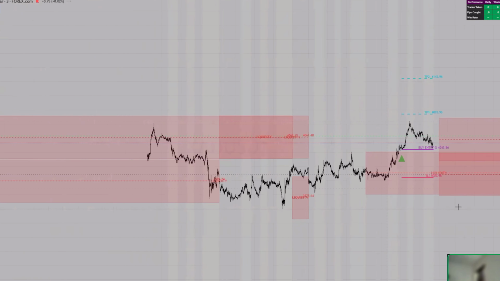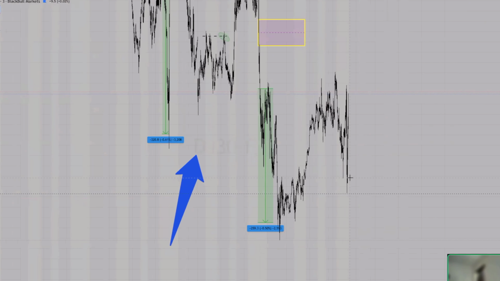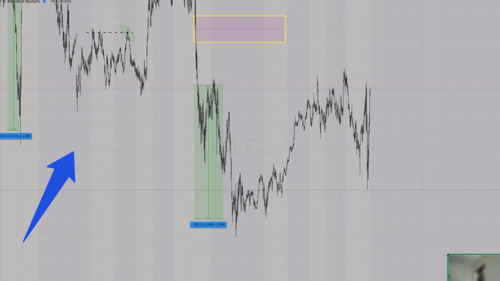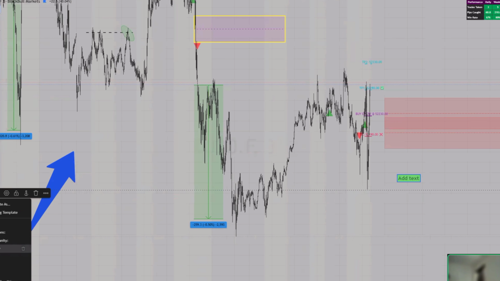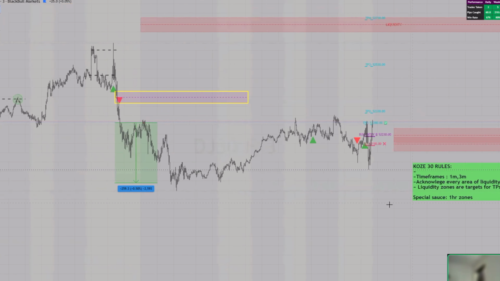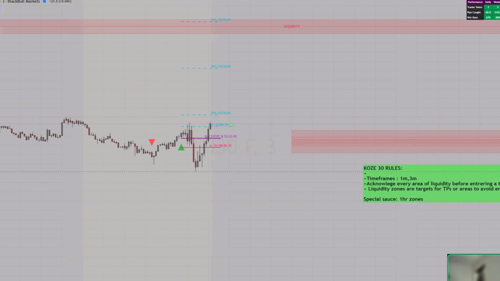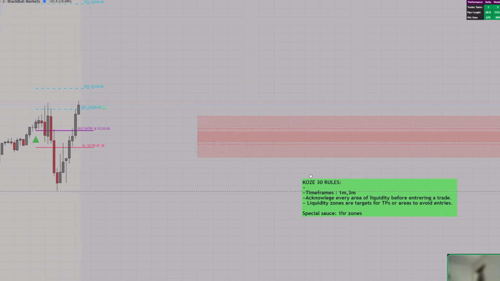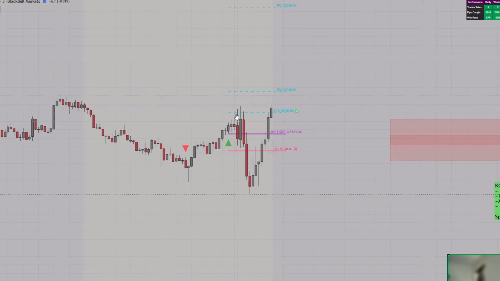All righty. So what we're gonna do, we're on DJ 30 because we wanted to see. The rule was we want to wait until we mark off every area of liquidity before we get into the trade, right? So liquidity zones are targets for take profits or areas to avoid entries. You have to acknowledge all of them in order to do so, right? And what I was explaining to you guys is that one thing about Koze 30 is that we did hit TP.